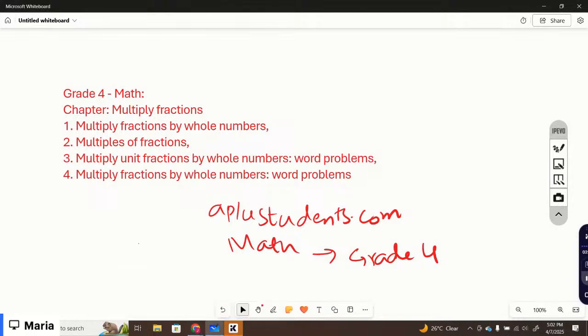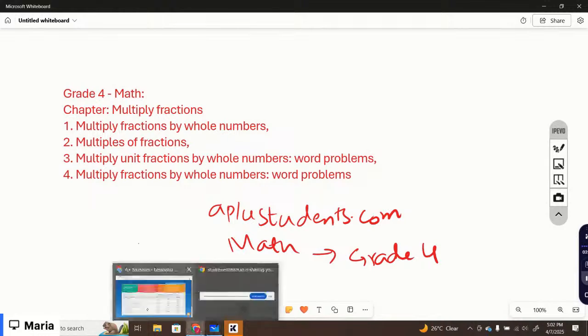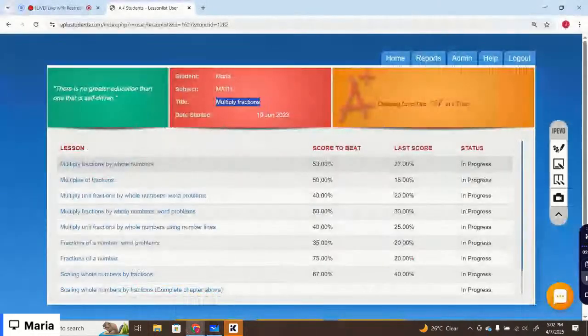So please make sure you have your notebook and pencil so that you can note down the important examples and definitions as well. I'm in grade 4 math. The chapter we're on right now is multiply fractions. Let's just start with the first lesson, multiply fractions by whole numbers.